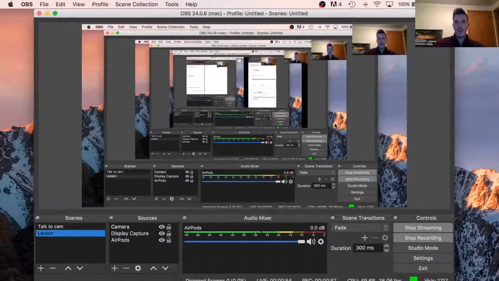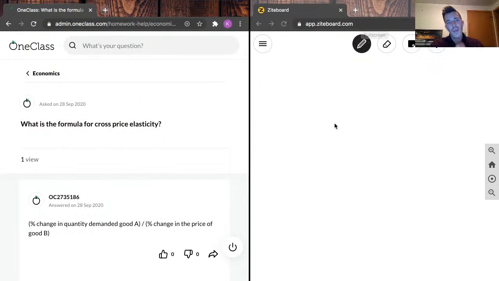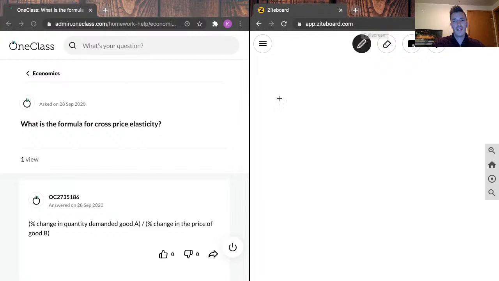So we can get going here. Just make sure this is working. Looks like it is. First question is, what is the formula for cross-price elasticity? And what have our junior tutors written? The formula for cross-price elasticity is the percentage change in quantity demanded of good A divided by the percentage change in the price of good B.